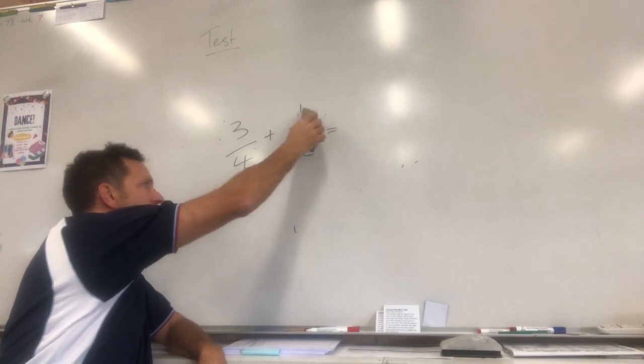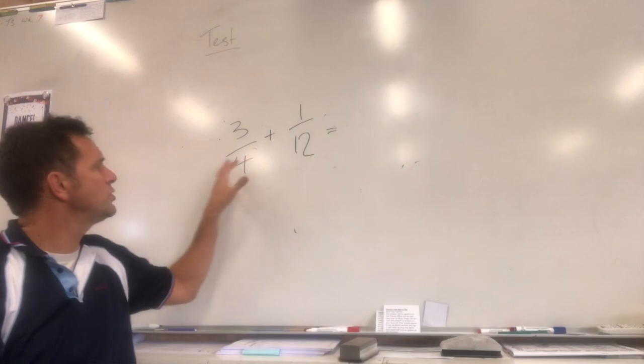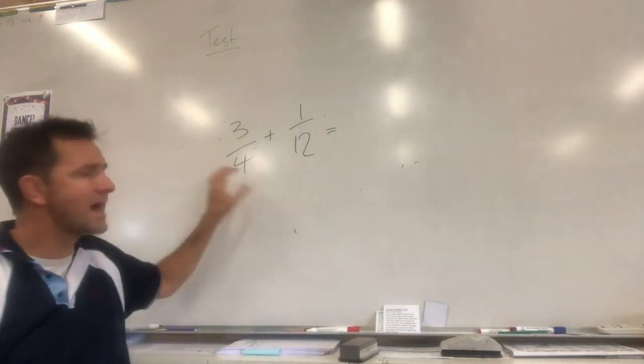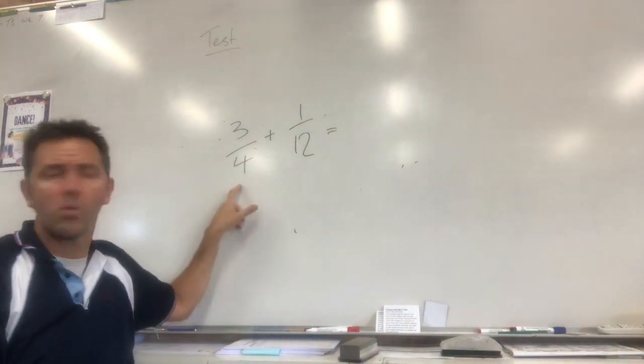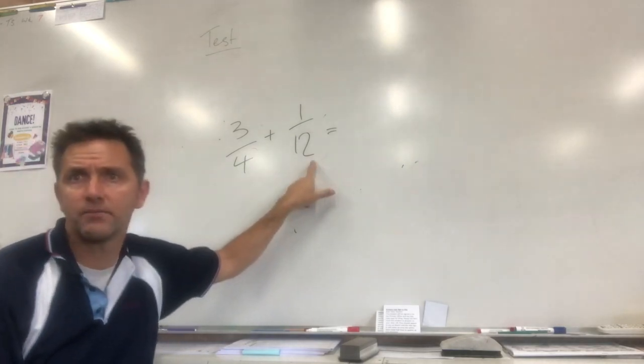Here it comes, if you don't get it. Here's the key bit of the whole lesson. To change these into common denominators, you've got to choose a number that they both go into. What's the number that 4 goes into? The 12 also goes into, evenly.